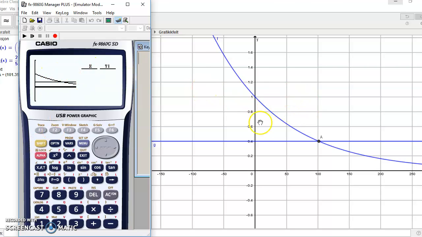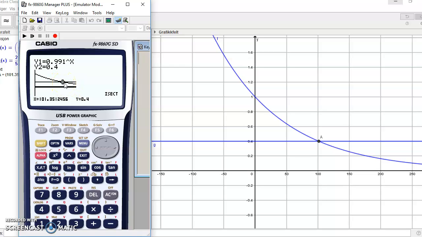So again, you can see it's similar to the graphs we have over here. And if you press the shift button, you can see where it says gsolve, so graph solution or solving. And F5 gives you these options here. We are interested in the intercept. The intercept is where the graphs meet. And the intercept is 101.35.